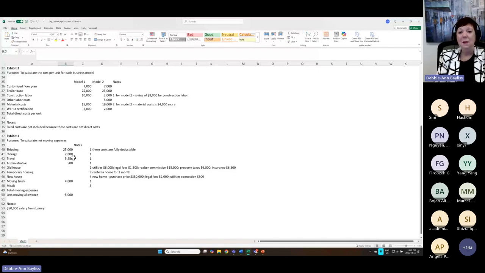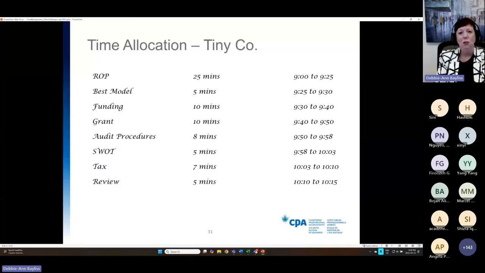Funding, it's going to take me a little bit more because I've got to get my structure in place. Grant, that's going to take me a while. The procedures, I'm going to do as much as I can within the time I have. SWOT, maybe 5 minutes, probably going to be less. Tax, I'm allocating 7 minutes. And then I'm saving some time to review so that I can go back and, you know what, if I thought, oh, I just need 1 or 2 more sentences for that particular required, then I have the time to go back. So you notice I've set start and stop time.